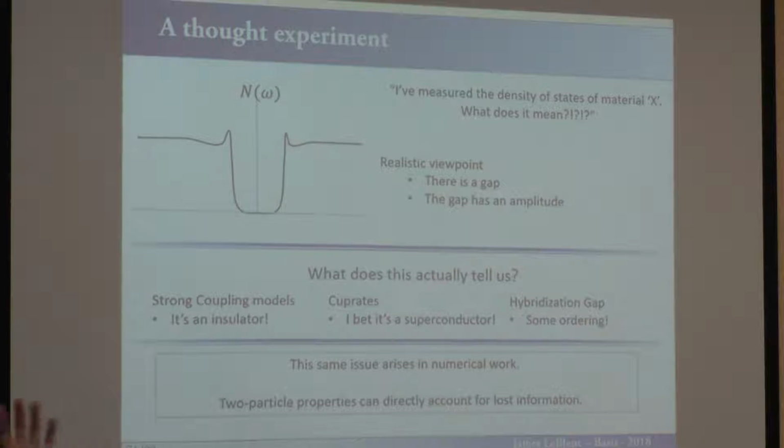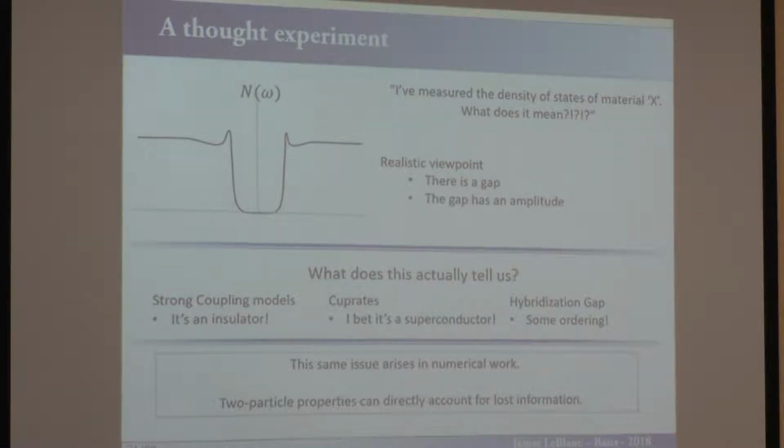I don't know, you're the theorist in your institute, and some experimentalist from down the hall measures the density of states of some material. He doesn't even know what it is. Maybe it's an undergrad. I don't know. They come to you, they say, I've measured the density of states of material X, and it's shown on the left here. And they say, what does it mean? Okay? And you look at it, and with a realistic viewpoint, you see, OK, well, there's some states over here, and there's some states over here, and there's kind of a gap, and there's some little peaks here. So the gap probably has some amplitude. There's no scale on the axis, because it's not real data. I drew it by hand. So what do you guys think that that means?